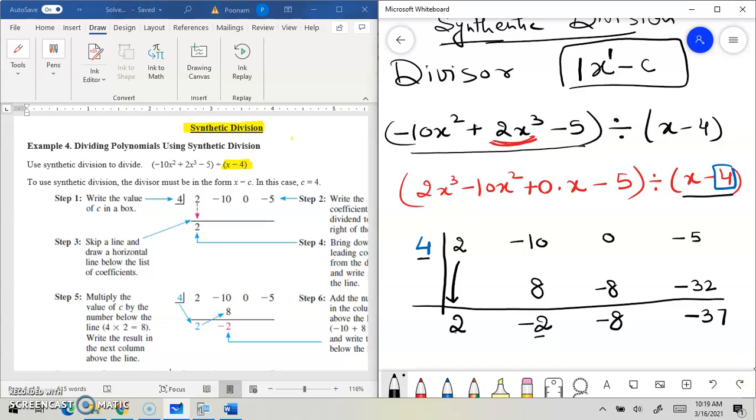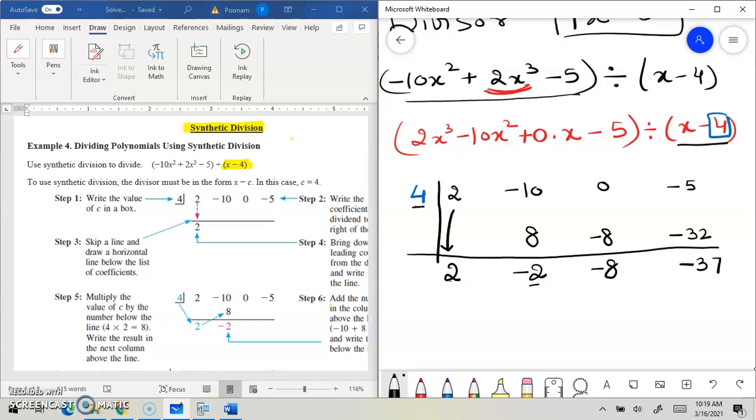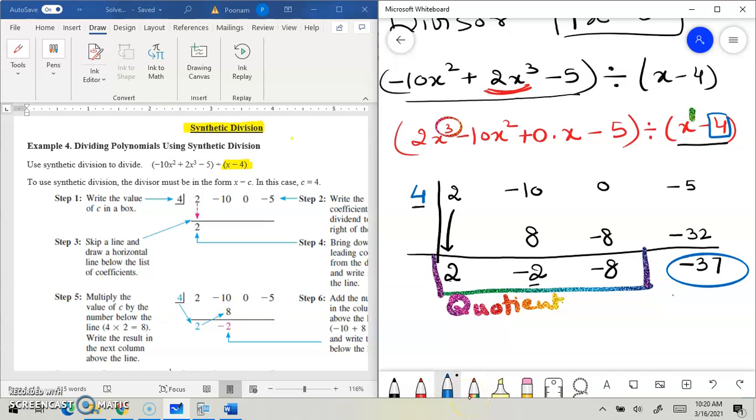Now, this is how the synthetic division works. You look, the degree of the dividend was 3. When you divide it by a polynomial of degree 1, the new answer's degree would be 2. So this portion here gives you the quotient. And this portion here gives you the remainder.